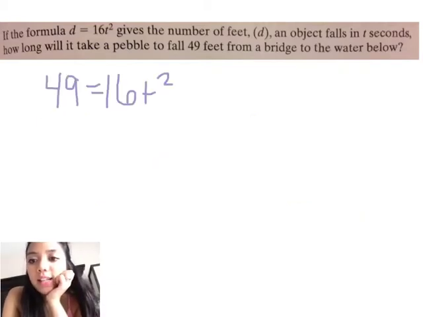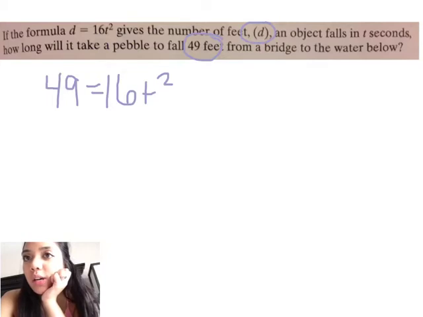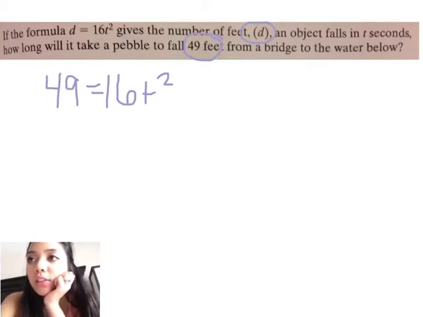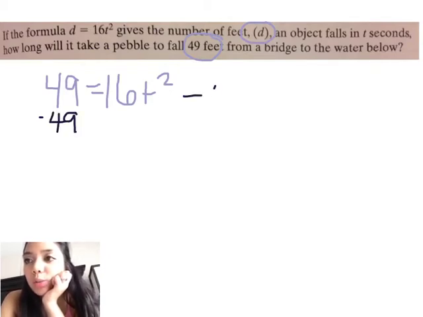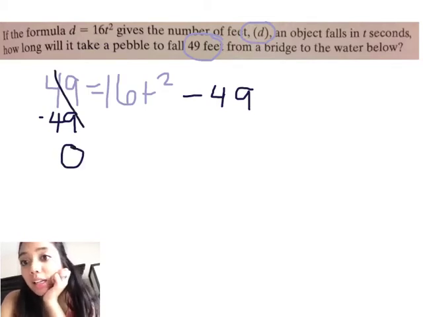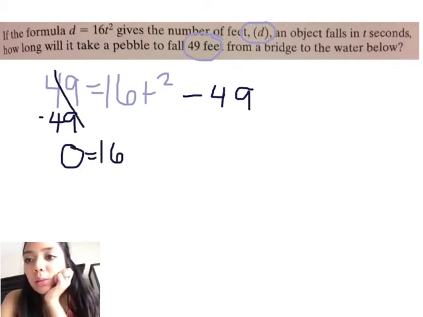Okay, so your last step is to reread the problem. I'm sorry about the circles, I can't get rid of those. So it's asking, how long will it take a pebble to fall 49 feet from a bridge to the water below? So you have two different answers. You have 1 3/4 and negative 1 3/4. And we're talking about seconds. Well, seconds can't be negative. So my only reasonable answer is 1 3/4.